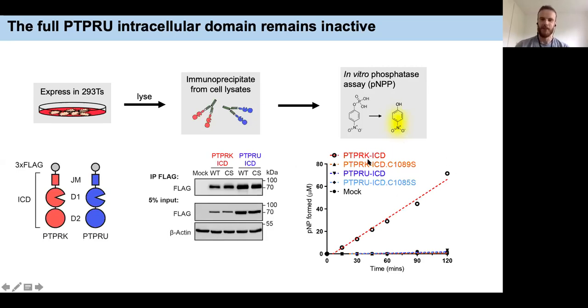With PTPRK, the active receptor, we see nice measurable activity when we IP it from cells. And we can compare this to when you mutate the catalytic cysteine to a serine, where you lose all the activity. This inactive mutant shows the exact same activity profile as PTPRU. So again, it looks like PTPRU was indeed inactive against these substrates.